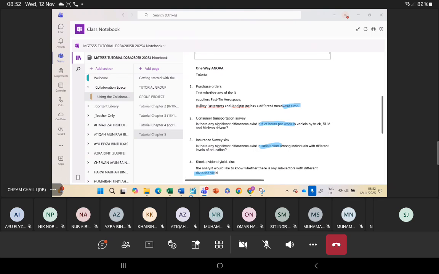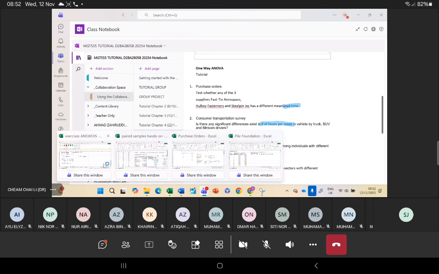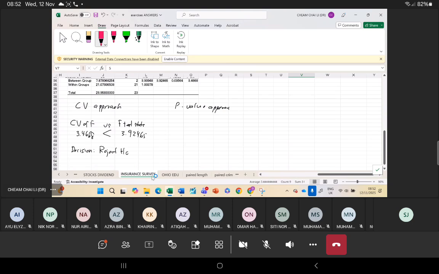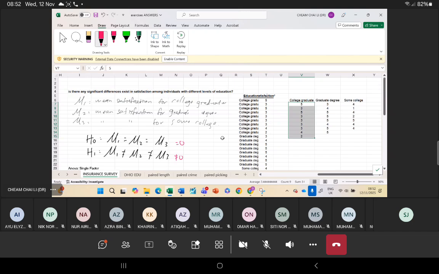Okay, so another one is purchase order. Purchase order, I'm not sure whether I have that. Maybe I didn't do that purchase order, just 2 samples, but more or less the same, yeah? You all have more or less the same. Don't have that. Okay, any more questions on ANOVA?